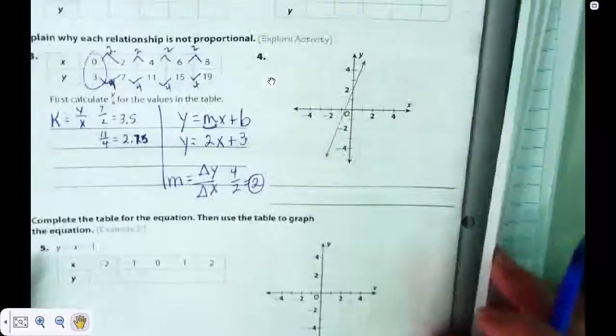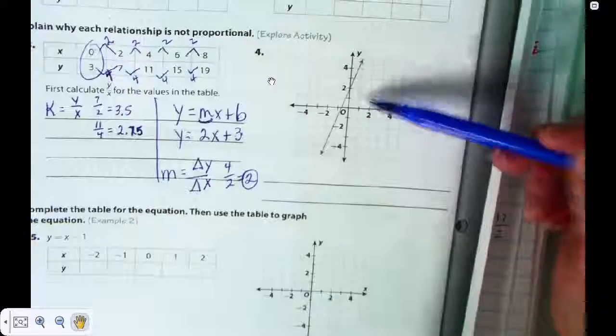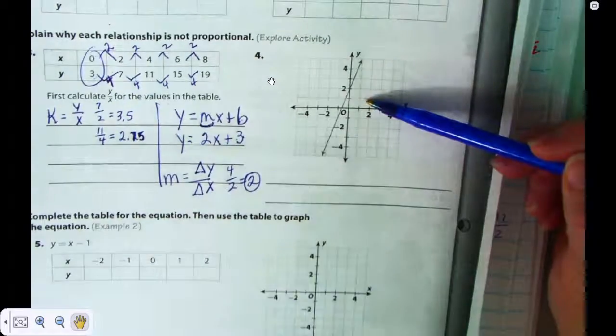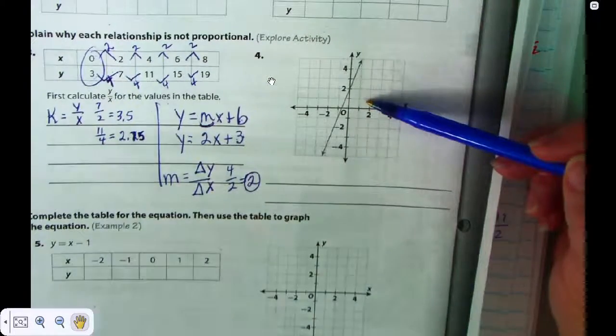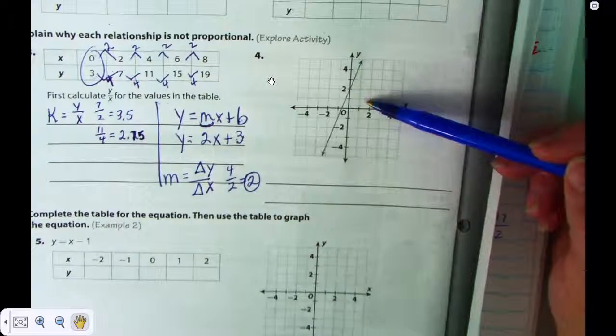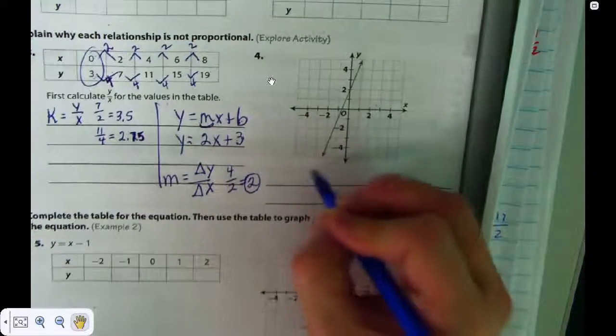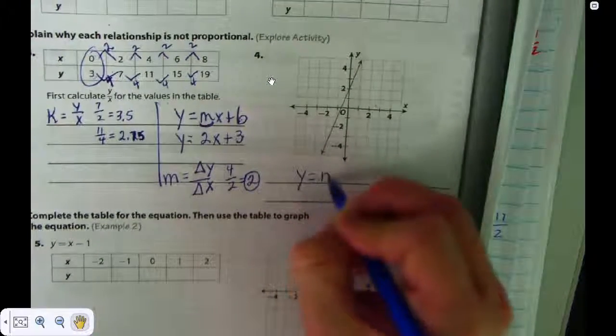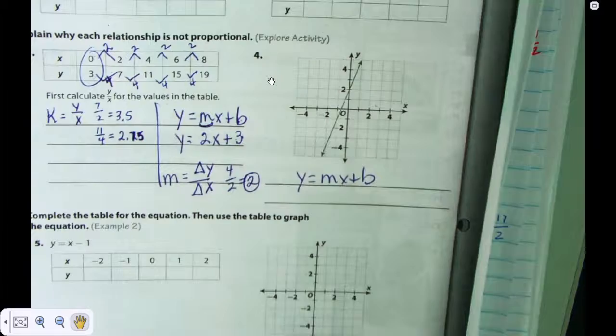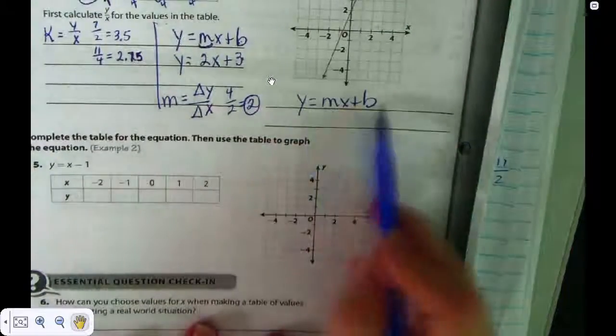Okay, look at number 4. Is this proportional? No, why not? It's got to go through 0, 0, so no. But we know it's linear, so we know I can write it in this form. It can be written in that form.